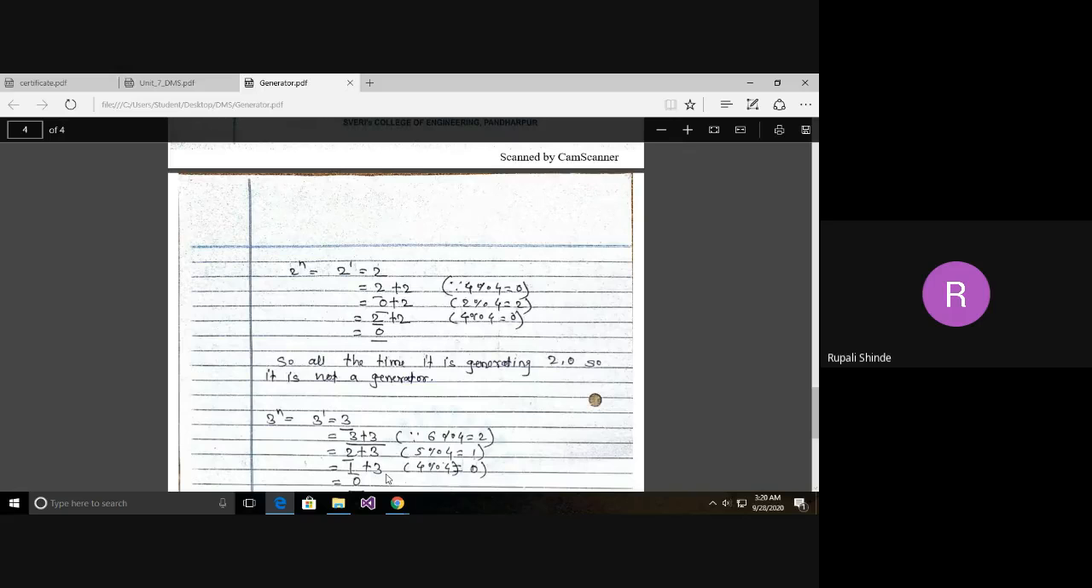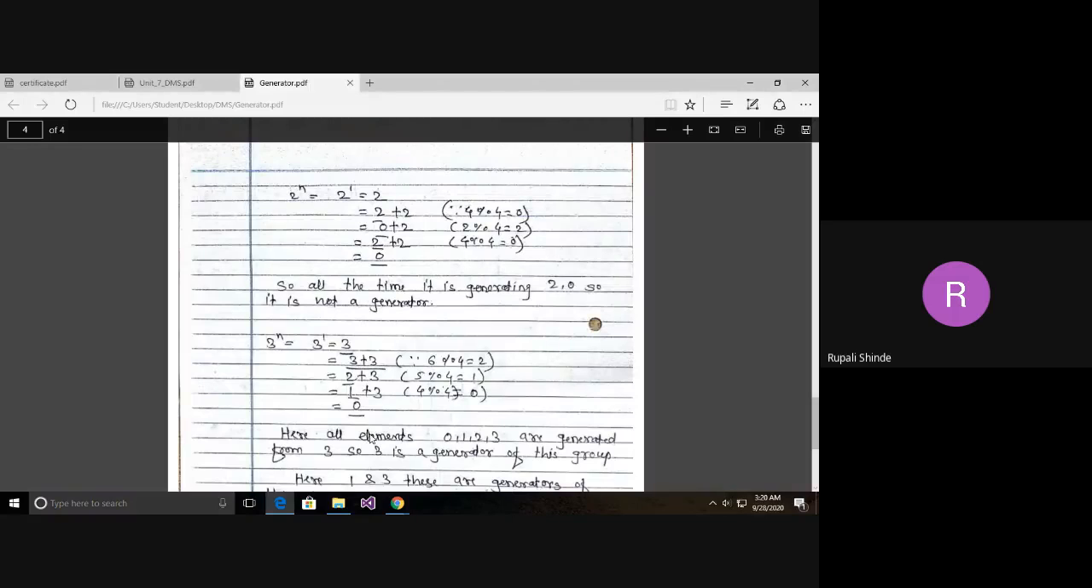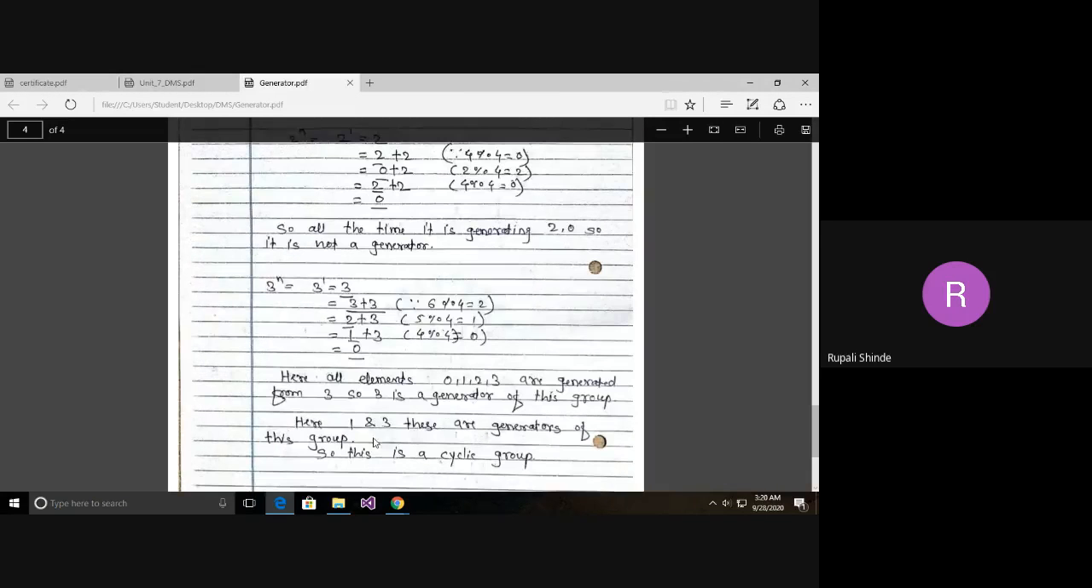Again 1 plus 3 is 4. 4 mod 4 is 0. So that result is written here. Again it is possible to generate all elements 0, 1, 2, 3 from the single element 3. That's why 3 is called a generator for this group. So for this group there are two generators, 1 and 3. This group is called a cyclic group because a generator exists for it. So this is the concept of cyclic group and generator.